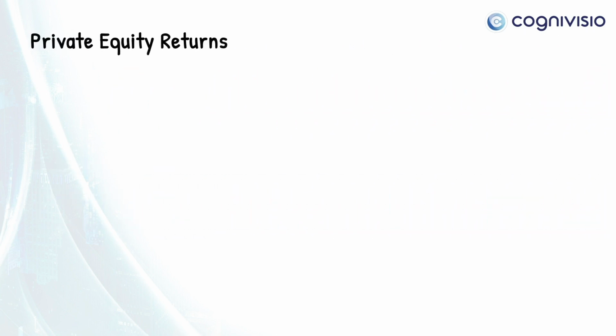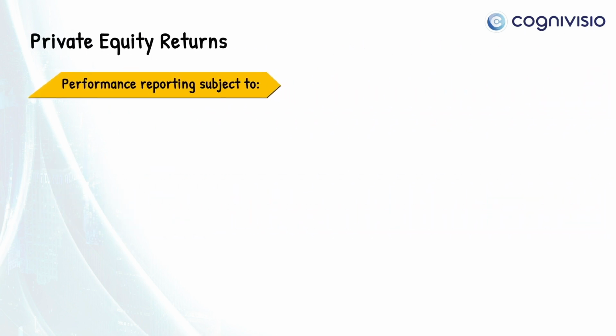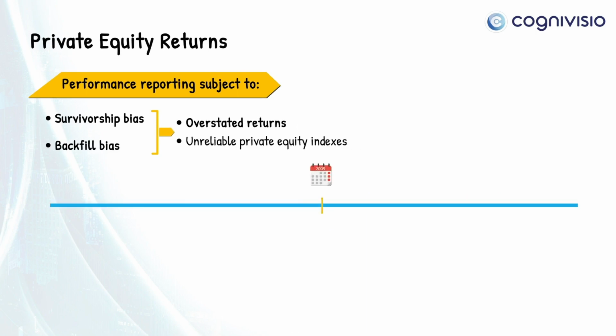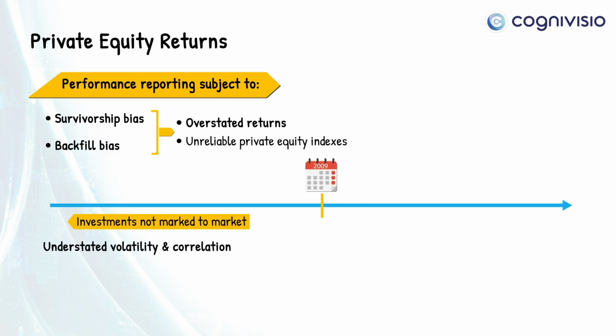As with hedge fund reporting, the performance reporting by private equity is subject to survivorship and backfill biases, both of which overstate returns and make the private equity indexes unreliable. Prior to 2009, private equity firms did not mark their investments to market, thereby causing their volatility and correlation with traditional investments to be understated.